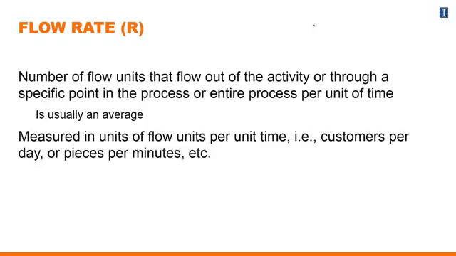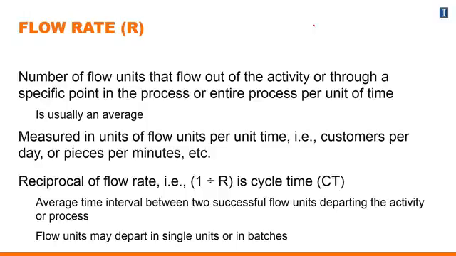So in some sense, taking more observations would be better, but regardless, whether you take 2 observations or more, you are working out an average, and that's what you're using in your calculation. So flow rate is typically an average. It's measured as a rate, so it's going to be units per unit time, customers per unit time, or pieces per unit time. It could be money per unit time if you're looking at cash flow as your flow unit.